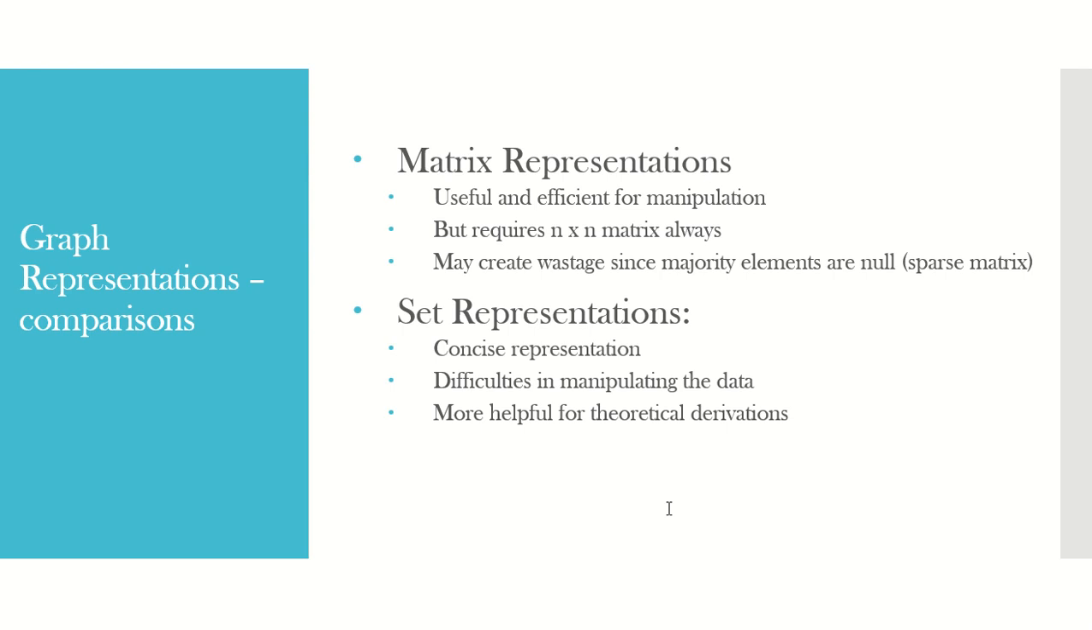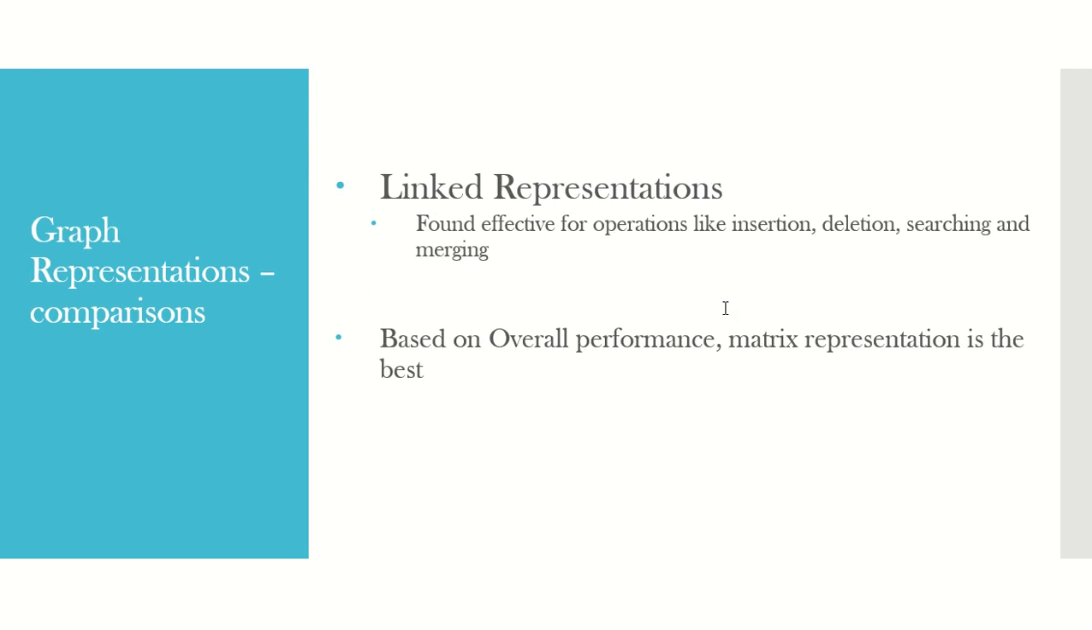Set representation is very simple and very concise, but the problem is that you cannot manipulate the data, you cannot change the data, and you cannot compute anything from the data given inside the set representation. So it can be used more for theoretical derivations. Talking about the linked representation, it is effective for operations like insertion, deletion, searching, etc., but it is not so advantageous when you consider the time complexity. Based on the overall performance of the three, the matrix representation is found to be the best to represent a graph.